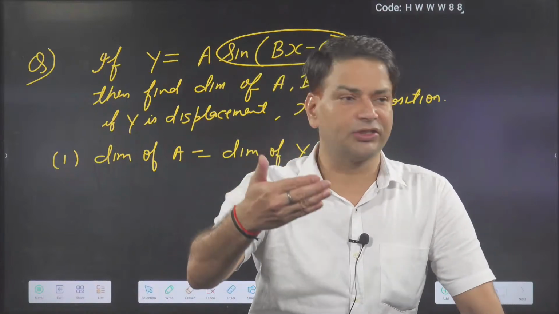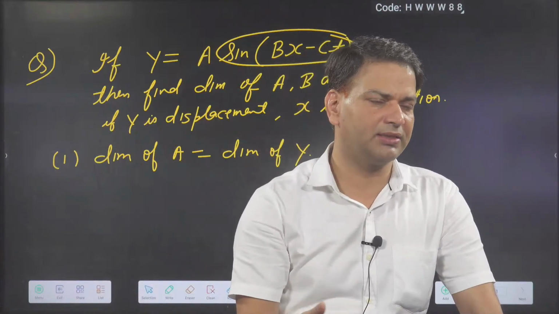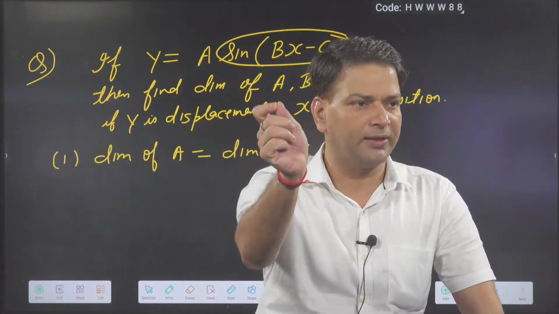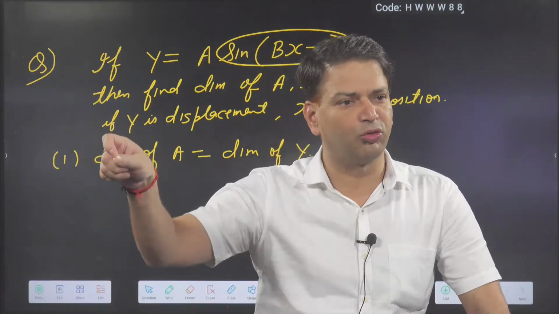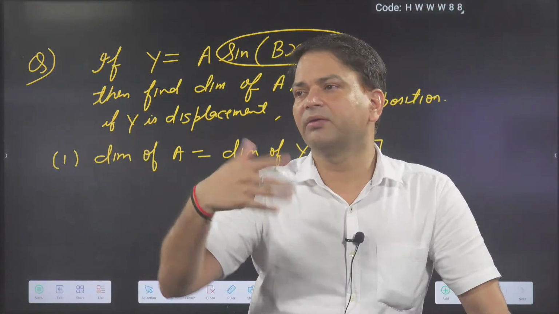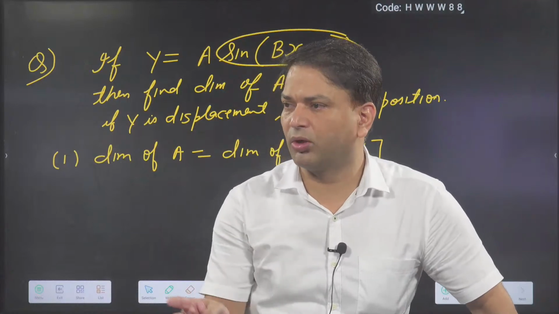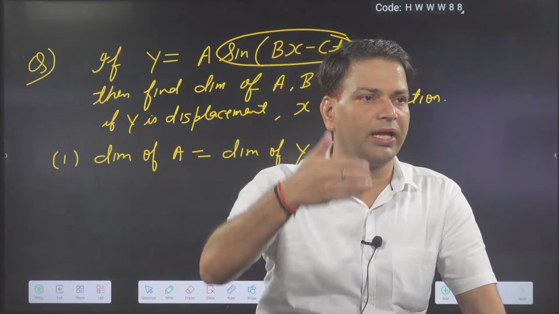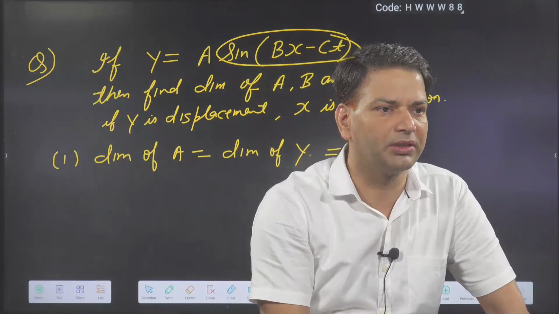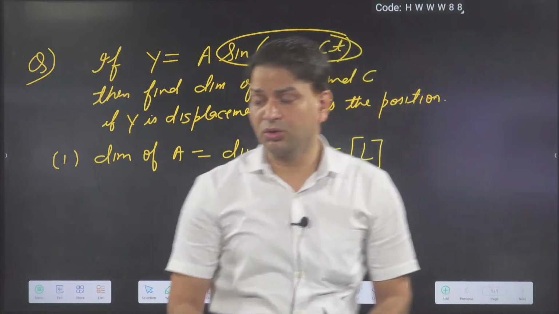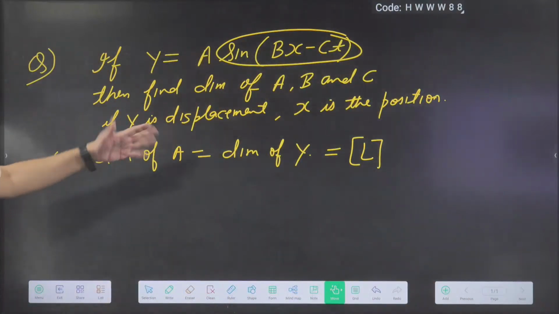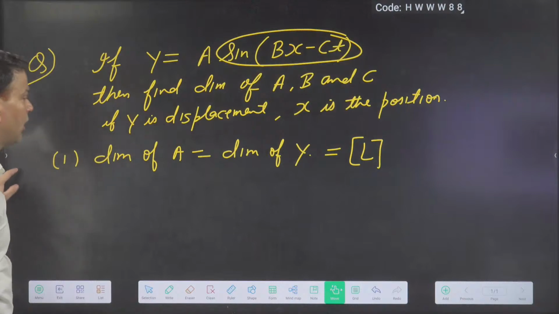If you are getting the ratio A by B as dimensionless, then you write dimension of A upon dimension of B is equal to 1. Then the dimension of A and the dimension of B will be equal. Why? When the two dimensions are equal, like L upon L, you get no dimension. Everybody got or not? So here the dimension of A is easy, directly we got L. Now what can we say?